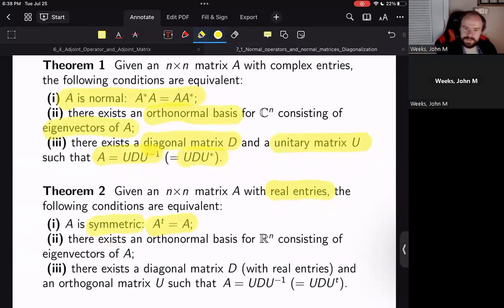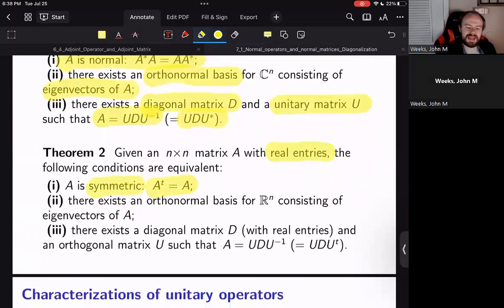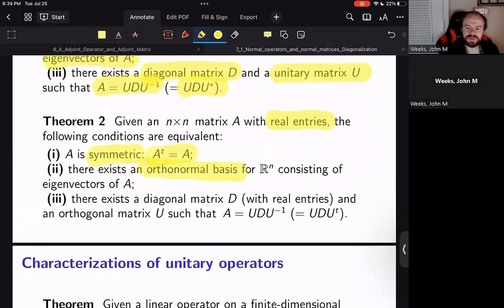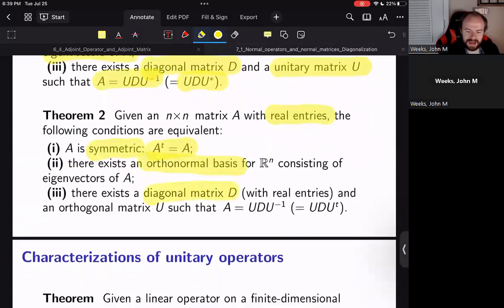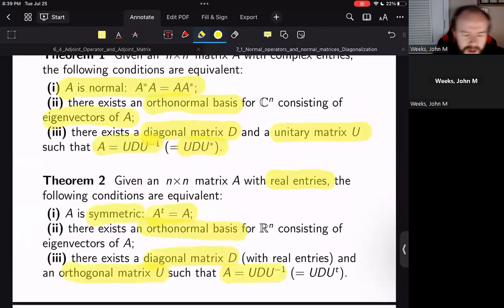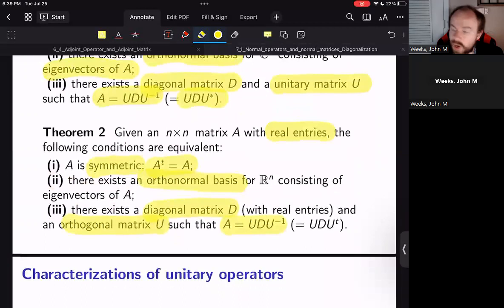So they may not have this diagonalizability unless we consider them as having complex entries or in a complex vector space. So here we say that this is an if and only if: A is symmetric if and only if there exists an orthonormal basis for Rn consisting of its eigenvectors. And hence we can write this as a diagonal matrix and an orthogonal matrix such that A is equal to U D U inverse.